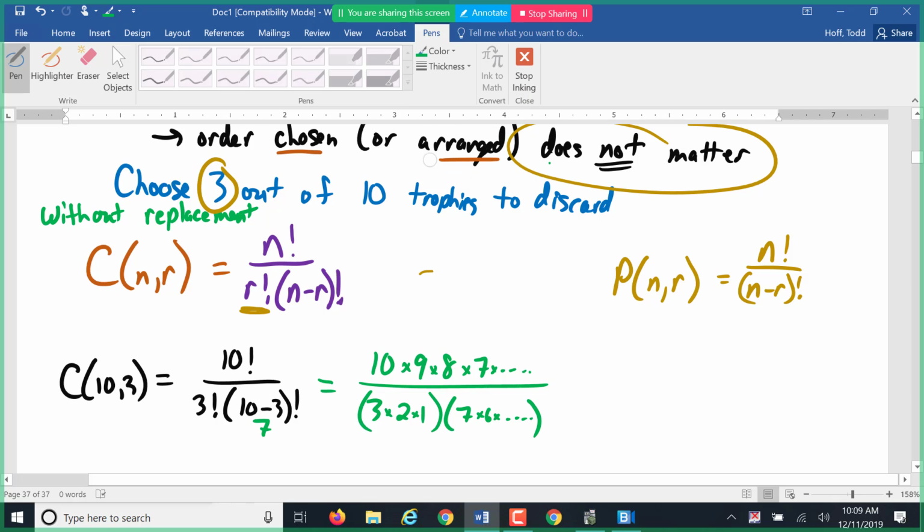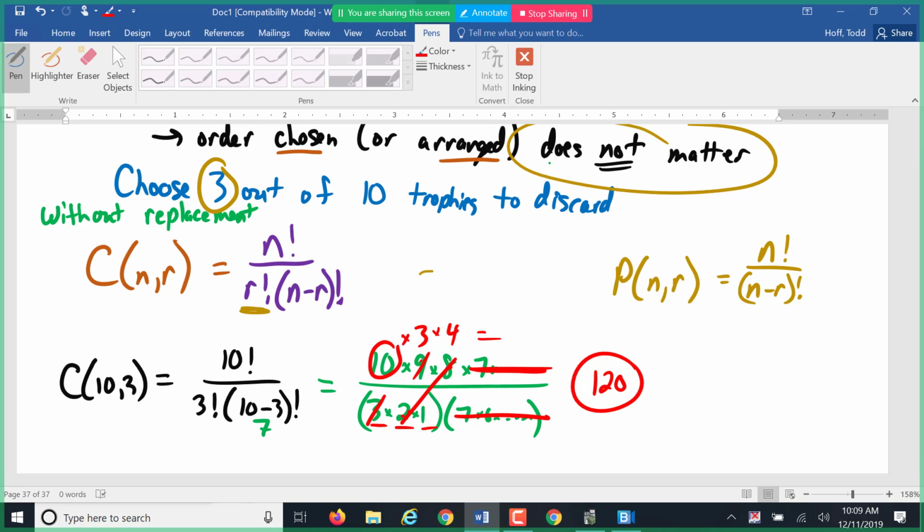And we notice that 7 factorial cancels out all these terms from 7 on down. So we got 10 times 9 times 8 divided by 3 times 2 times 1. I'm going to do some cross canceling. The 10 I'm going to leave alone, but the 3 and the 9 I'm going to cross cancel. 9 divided by 3 is 3. The 8 and the 2, 8 divided by 2 is 4. So this is 10 times 3 times 4. There's 120 ways. Out of those 10 trophies, there's 120 ways we could choose 3 of them to discard.